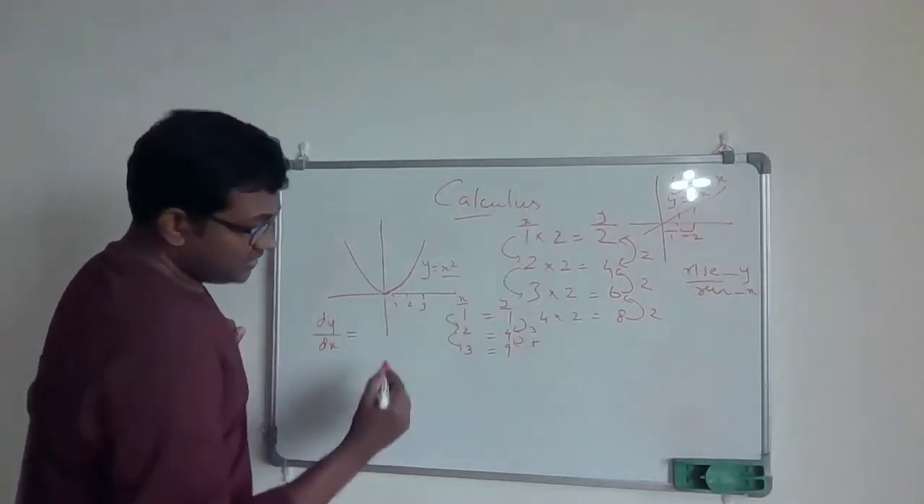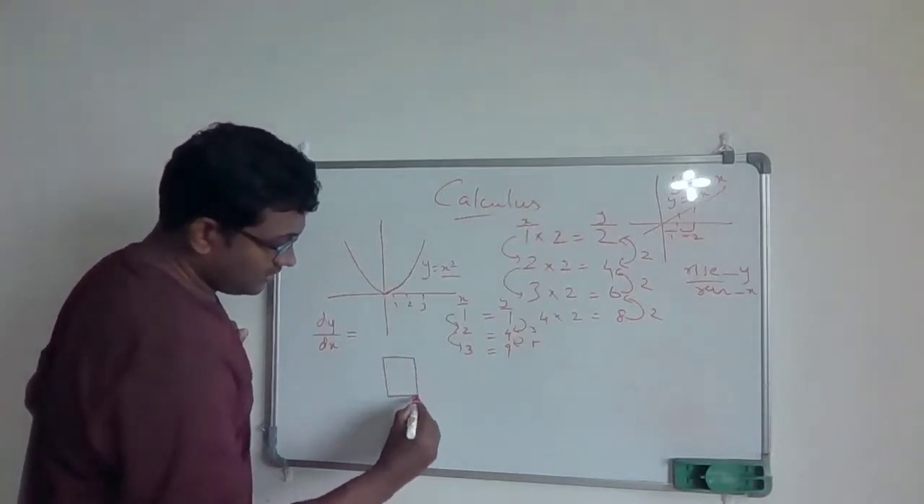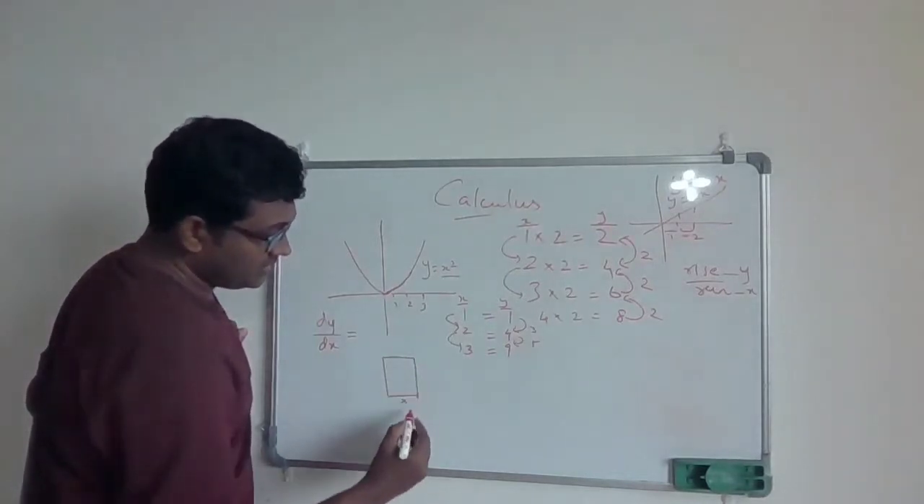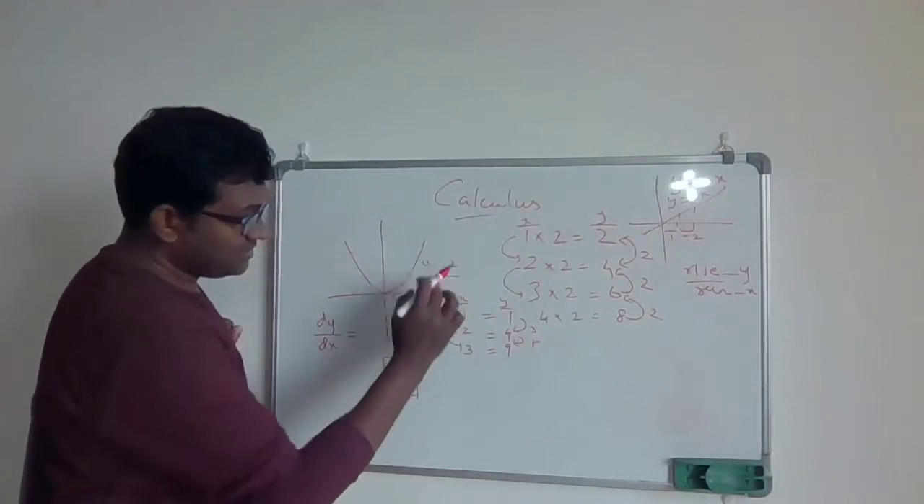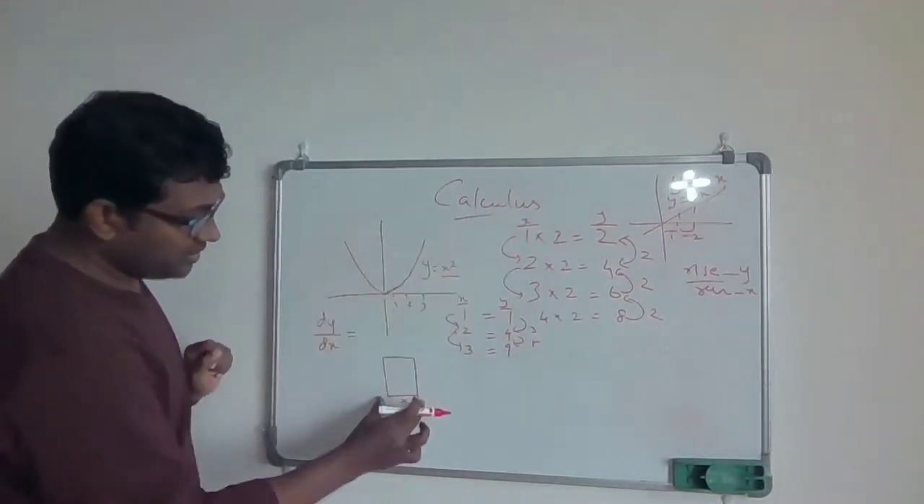Okay, just see what is x squared. Let's take a square of side length x. The area of the square is x squared. Which means that this graph, y equals x squared, can be represented like this.